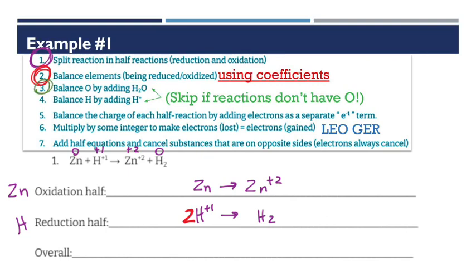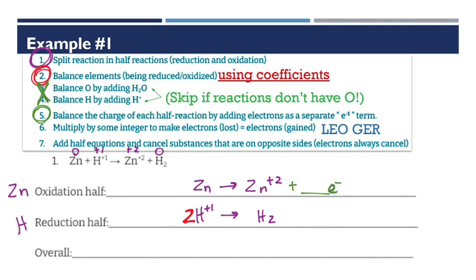So next, if we had oxygens, we would need to balance our oxygens by adding some water. But there's no oxygens here, so we get to skip both of these steps. And instead, we're going to jump into the electron steps. And so we're going to add electrons to our oxidation and reduction reactions.